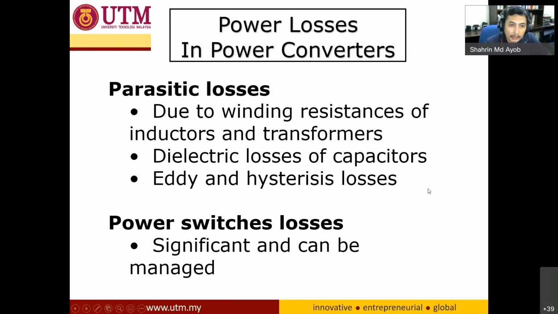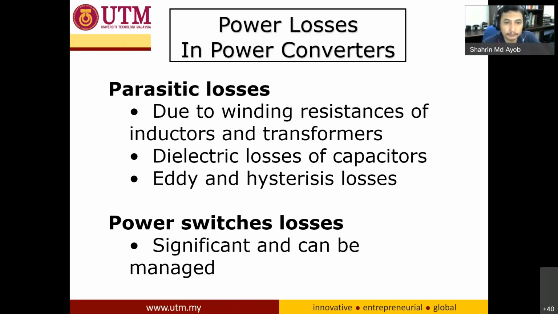In general, we can divide it due to the parasitic losses. Actually, the parasitic losses are losses that we cannot avoid. This is due to the internal winding of the cable itself, because we use a cable. Inside that cable we have a core, and each material has its own internal resistance, so we cannot avoid that.